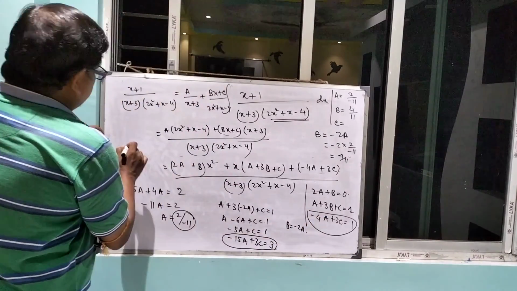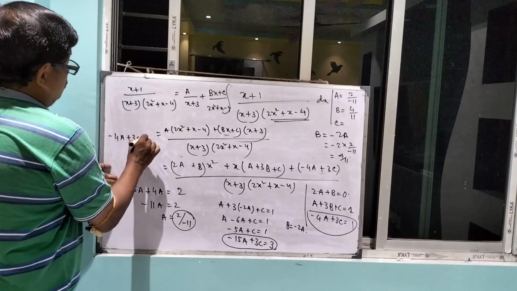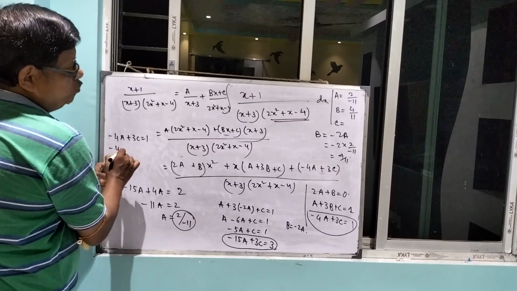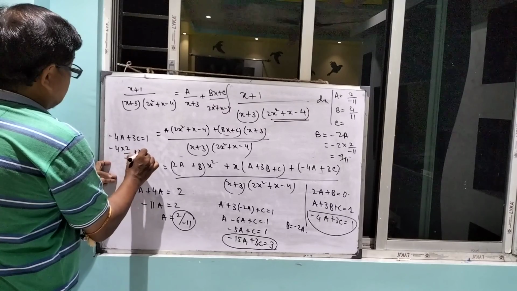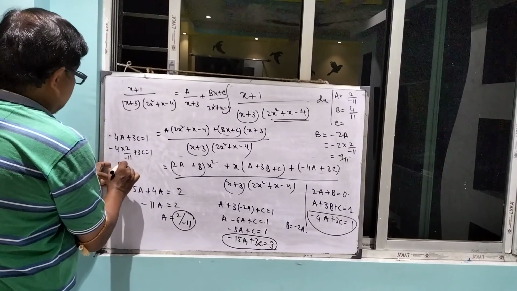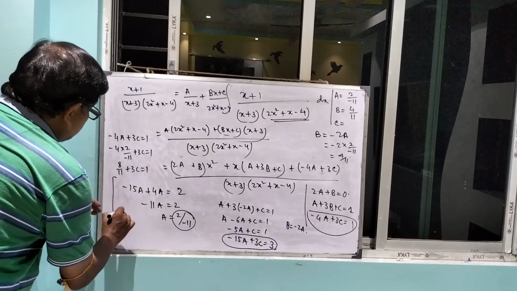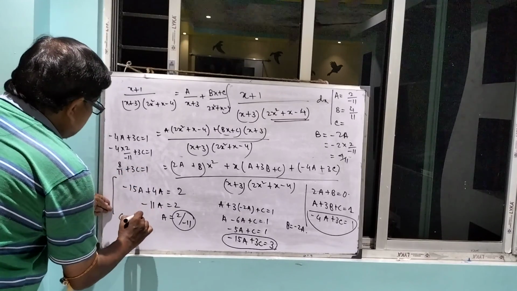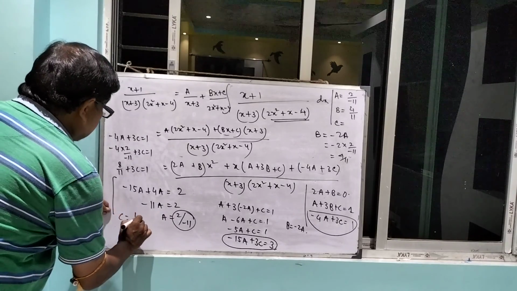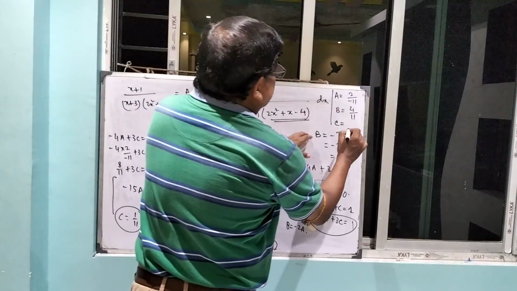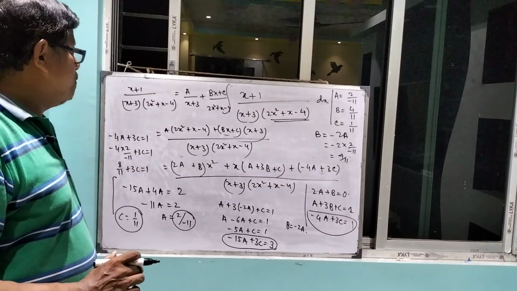Minus 4a plus 3c equal to 1, so minus 4 into 2 by minus 11 plus 3c equal to 1, that is 8 by 11 plus 3c equal to 1. Now 3c equal to 1 minus 8 by 11, that is 3 by 11, so c you are getting 1 by 11. Now you put the result, understood?